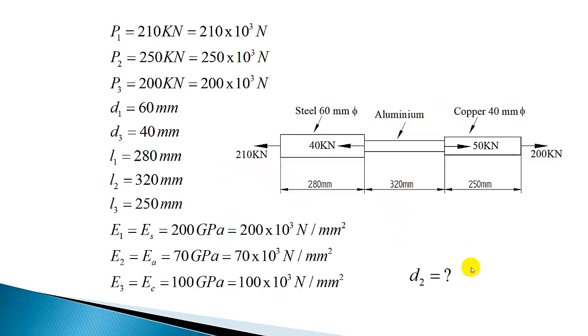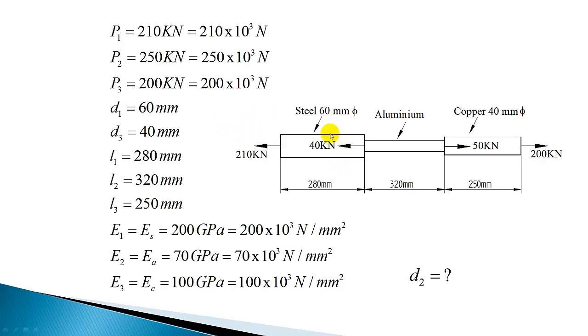Now let us tabulate the data. So P1, the first section, we got the force 210 kilonewton. We can write it as 210 into 10 raised to 3 Newton. Everything has to be converted into Newton. Force unit I am using is Newton. So P2 is 250 kilonewton. It's 250 into 10 raised to 3 Newton. And P3 is 200 kilonewton, so 200 into 10 raised to 3 Newton.